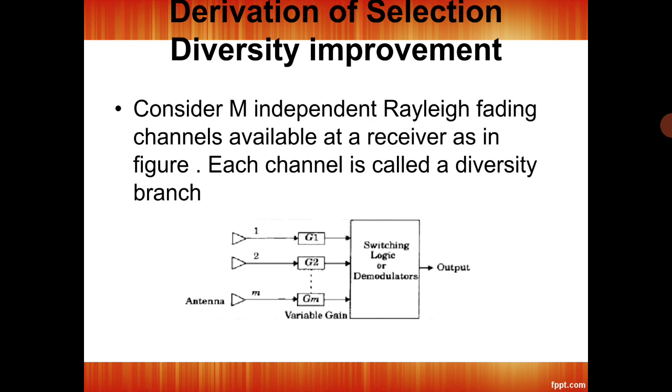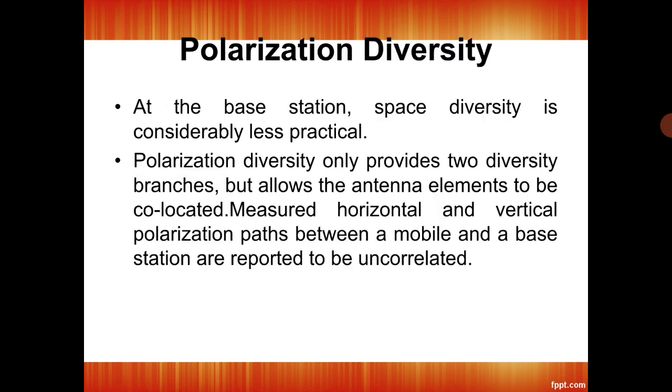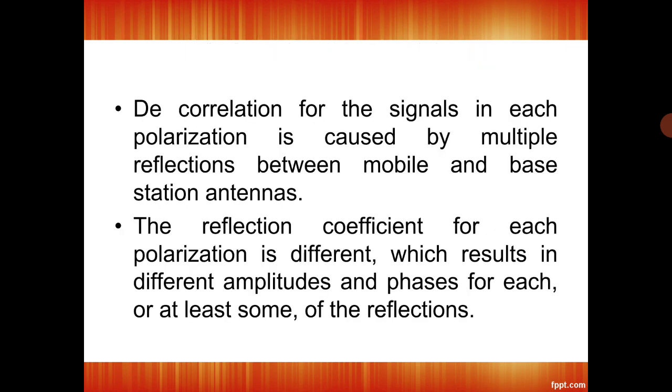Here, M independent Rayleigh fading channels are available at the receiver, as in the figure. These channels are called diversity branches. Each branch SNR is given by SNR equals Eb by N naught. Polarization diversity: since base station space diversity is less practical, decorrelation of signals in each polarization is caused by multiple reflections between the mobiles and base stations.